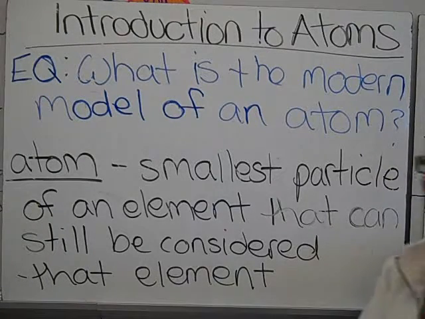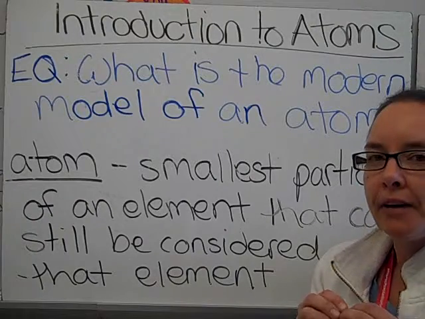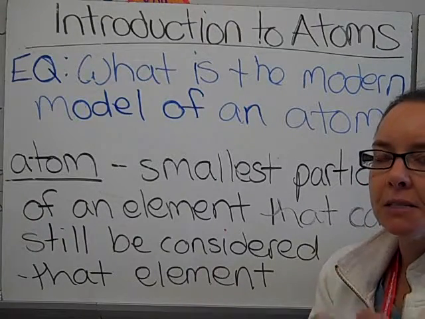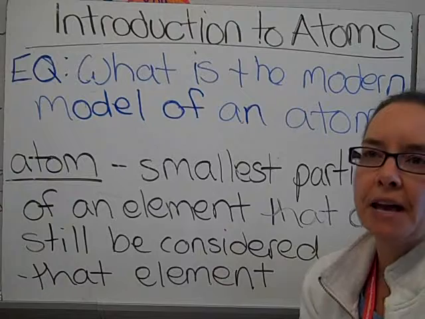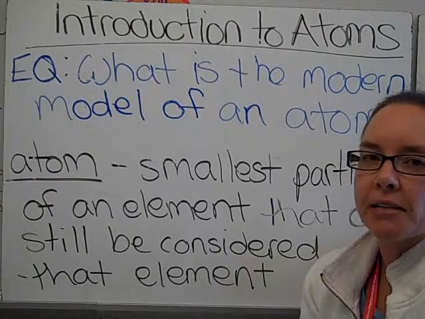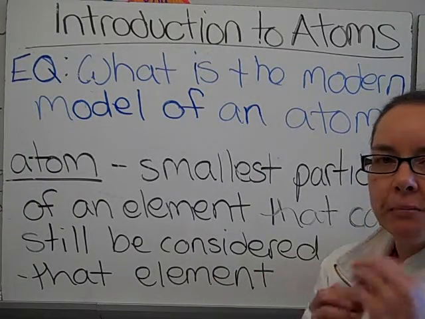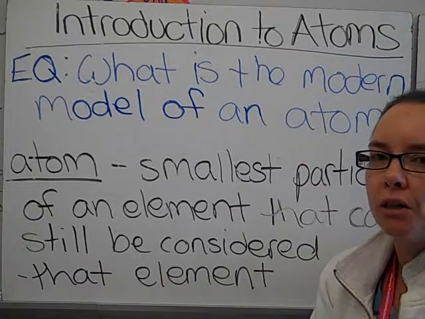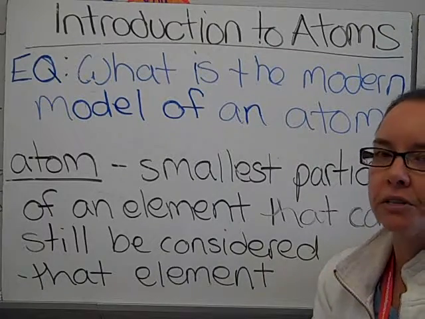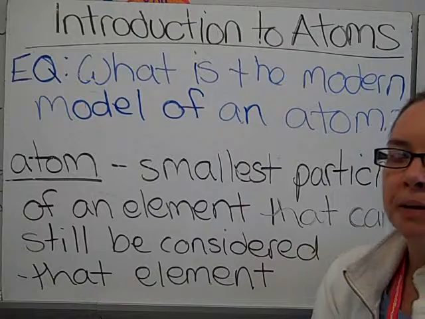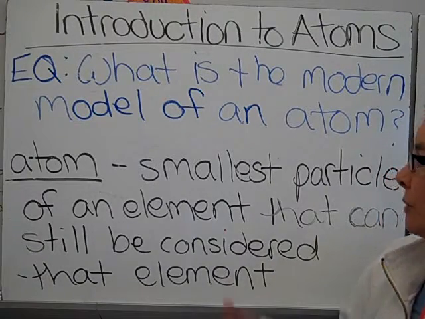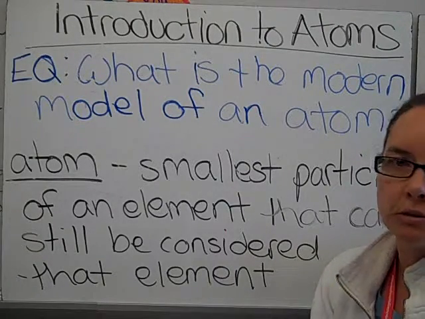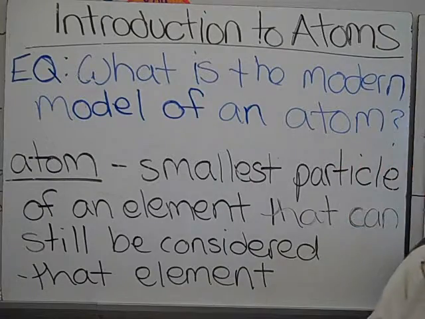considered that element. So if I break matter down piece by piece, the smallest piece of, say, copper, if I had some copper metal and I was to break it apart into tiny pieces, the smallest piece that is still considered copper would be an atom. If I broke it down any further than that, then we start to get into the particles like the protons, neutrons, and electrons.